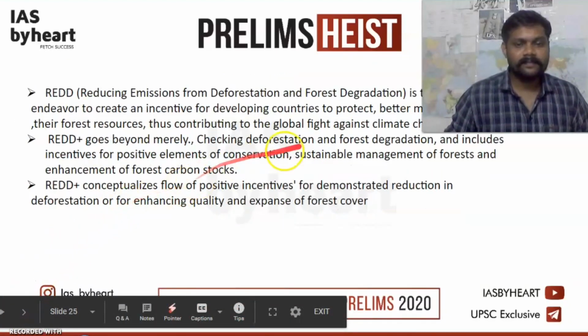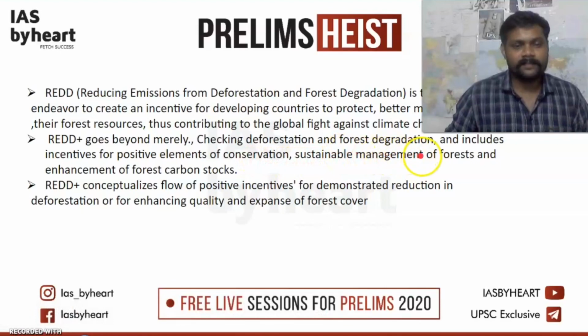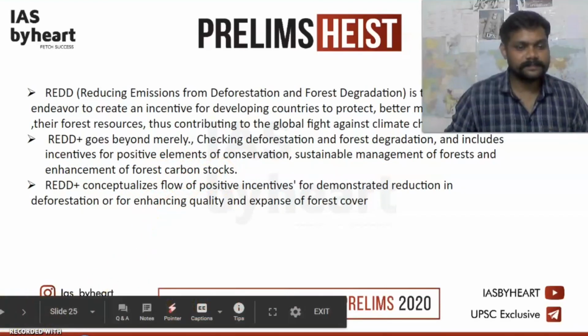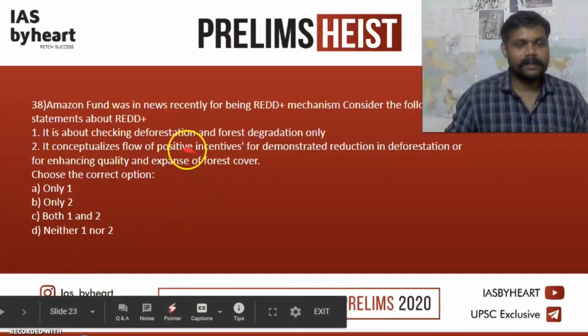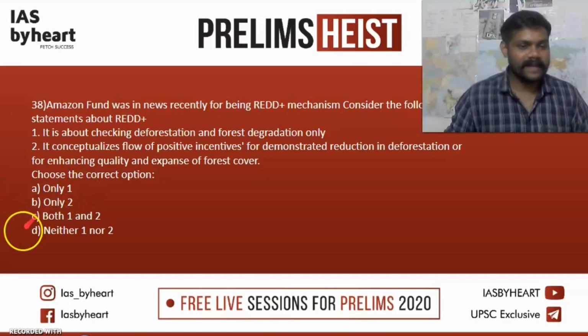See here, it has some elements like conservation, sustainable management of forest, and the enhancement of forest carbon stocks. But here, in our option, we are giving only one statement. So this is a wrong one. So by eliminating the first one, we are having our answer as 2. So B, only 2. This is our right answer.